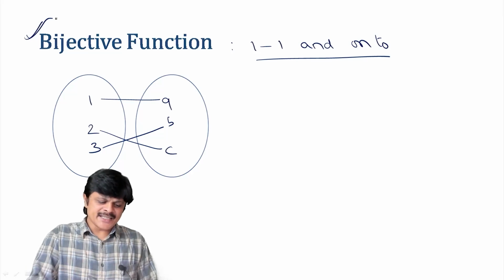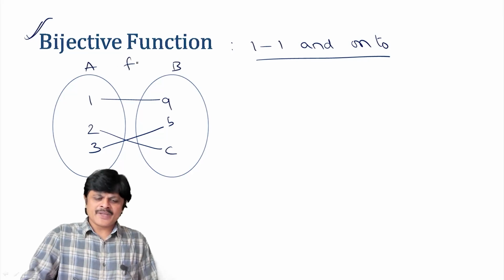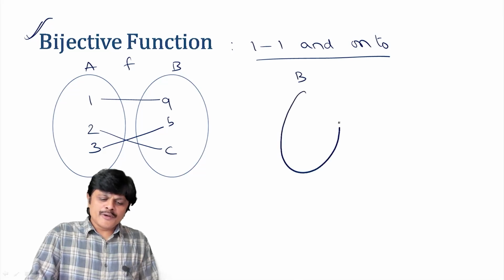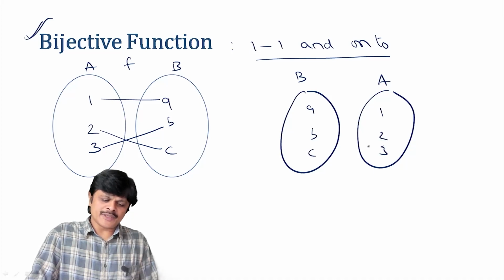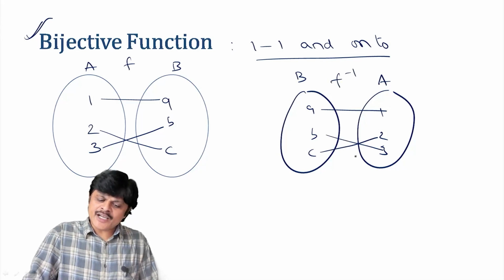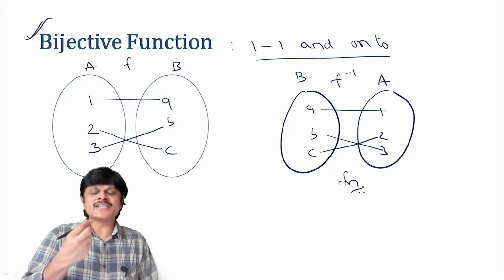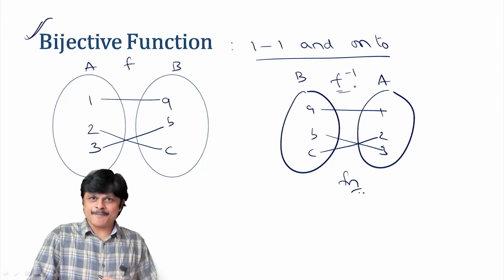See, the advantage is, suppose this is set A and this is set B and this is f. Now what you do is try to go from B to A, reverse you do it. A is mapped to 1, B is mapped to 3, C is mapped to 2. The inverse relation is also a function. Even this is a function.